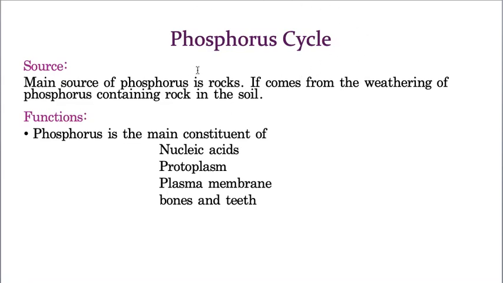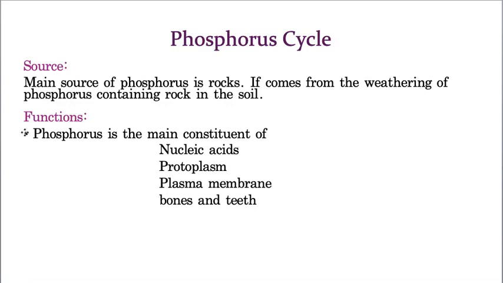I think now you understood why the phosphorus cycle is called a sedimentary cycle: because rocks are sedimentary, they can't move. That's why it is called a sedimentary cycle. When these rocks undergo weathering, the phosphorus gets added into the soil. Now from the soil it will be taken by the plants. Of course I'll explain in detail in the cycle, but I hope you understand what the source is.